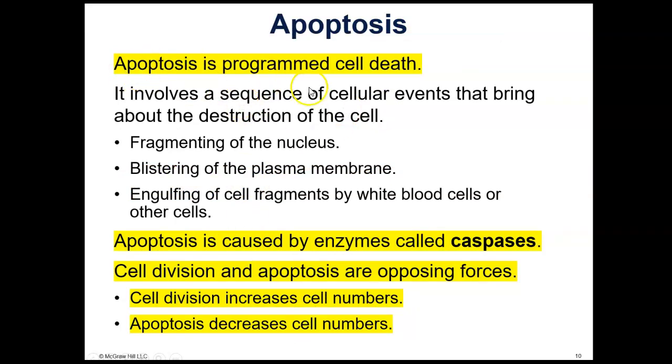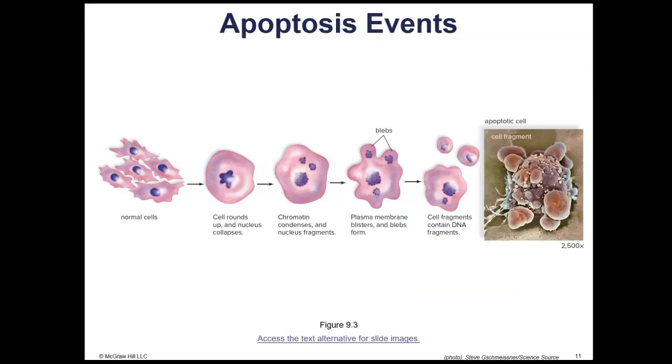Apoptosis, we've learned this before, is programmed cell death. It's caused by enzymes called caspases. Cell division and apoptosis are opposing forces. Cell division increases cell numbers; it helps cells to multiply. Apoptosis decreases cell numbers. And this is an illustration of what happens during apoptosis.